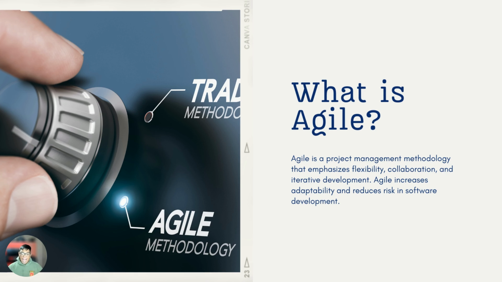What is Agile? Agile is a project management methodology that emphasizes flexibility, collaboration, and iterative development. Agile increases adaptability and reduces risk in software development. In Agile software development, if you were to take an idea and just keep creating, but you don't stop in between to get user feedback, you are going to cause an issue where the client is not happy with what the end result is. And that's what Agile is.